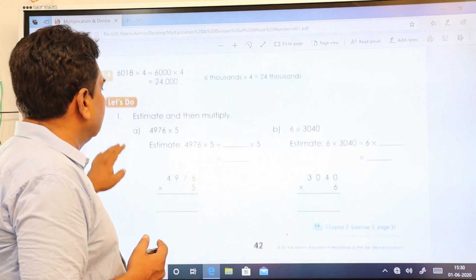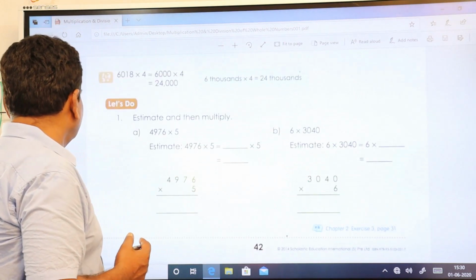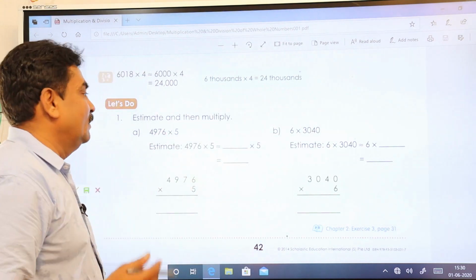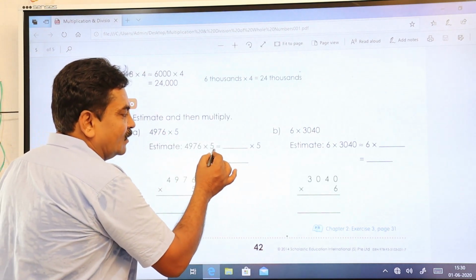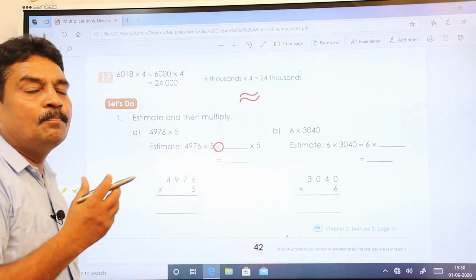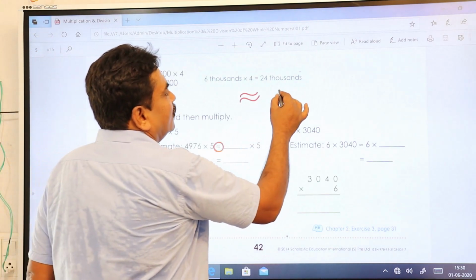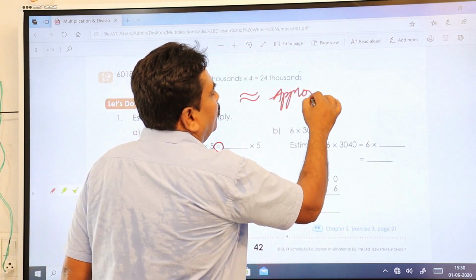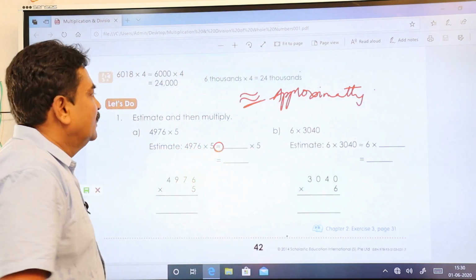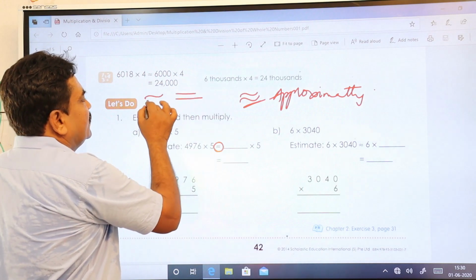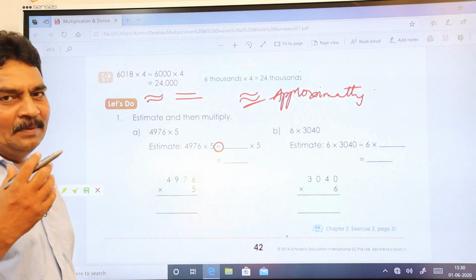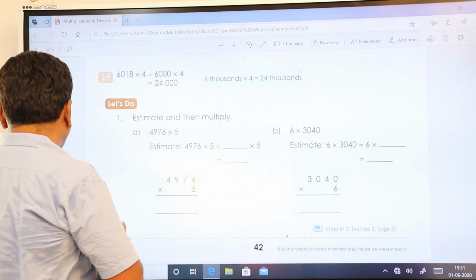Let's do this now. Estimate and then multiply. There is a symbol here. This symbol stands for approximate, so this is called approximately. This is approximation. Okay, the symbol stands for approximate. So we'll do it again.